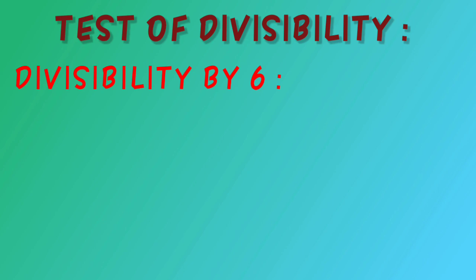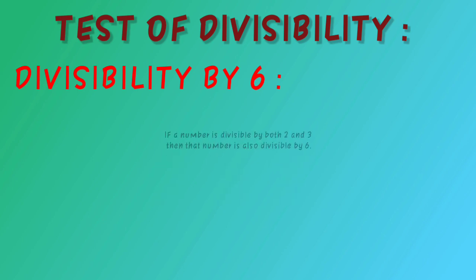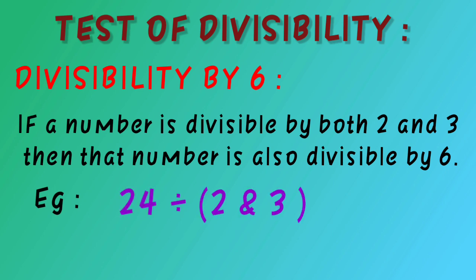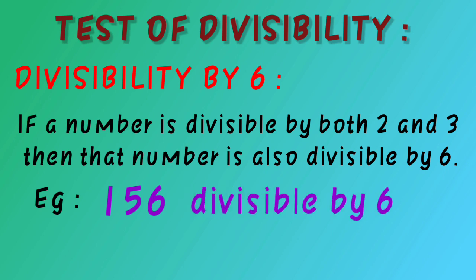Next, divisibility by 6. We have already discussed how to check divisibility by 2 and 3. For divisibility by 6, we check if a number is divisible by both 2 and 3, then that number is also divisible by 6. For example, 24. 24 is divisible by both 2 and 3, so it is also divisible by 6. Another example, 156. 156 is divisible by 2 and also divisible by 3, so it is divisible by 6.